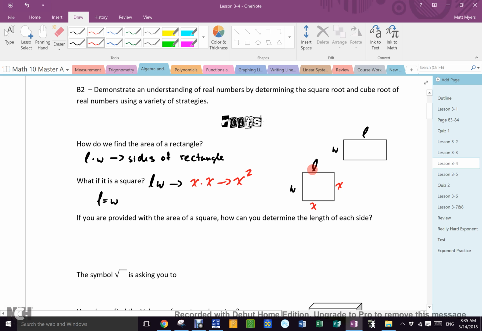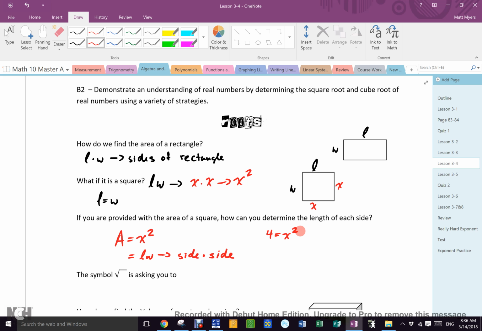Everybody cool? All right. So, if we have the area of a square, then how can I determine the length of each side? Well, we already know that the area equals X squared, right? And we know that the area also equals length times width, which is also the side times the side. Correct? Everybody's cool to there? All right. If I give you the area, 4 equals X squared, how can you tell me how long each side is?